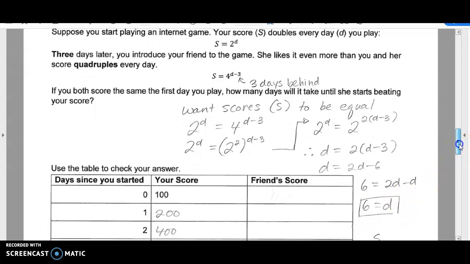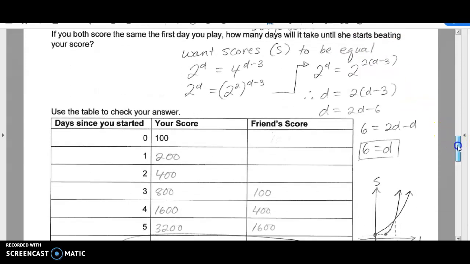So what that tells us is, on the 6th day, our friend's score will be the same as ours. So to answer the question, how many days will it take until she starts beating your score? It'll take 6 days for her to equal your score. And then at any point after the 6th day, her score will be higher than yours.